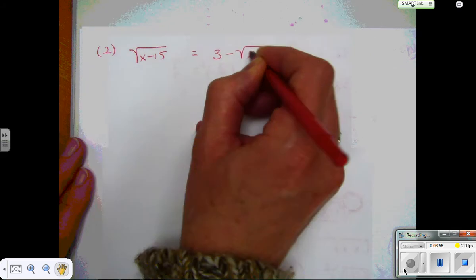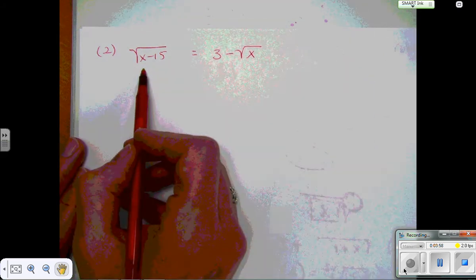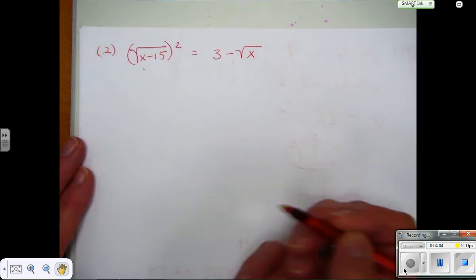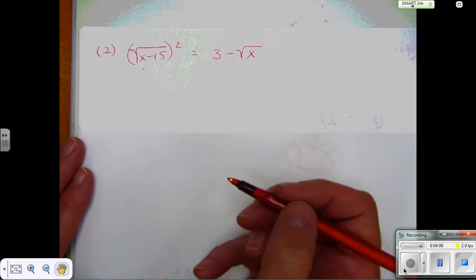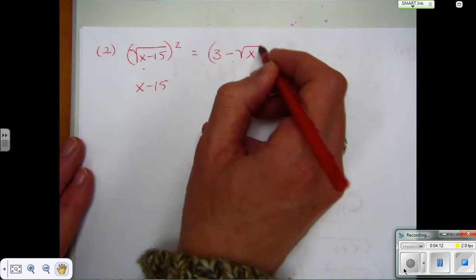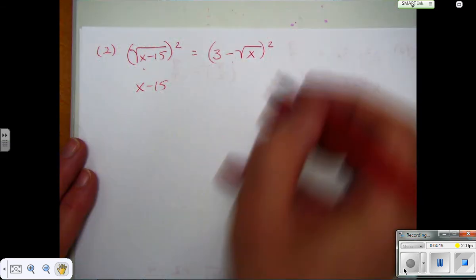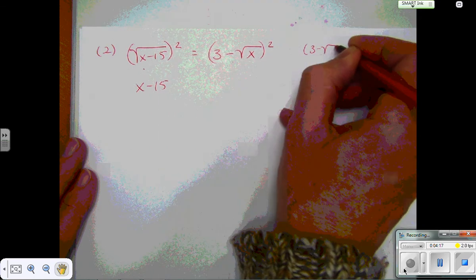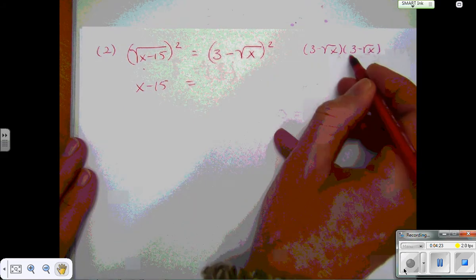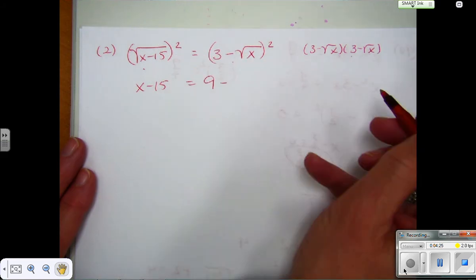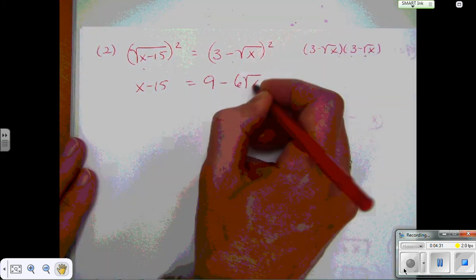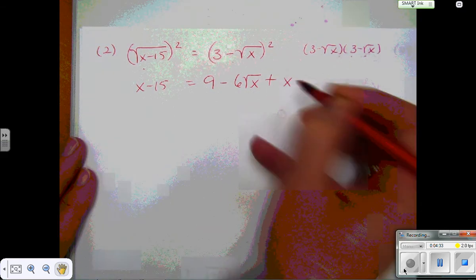On the left side, you have a monomial. On the right side, you have a binomial. So when you square the left side, the square root of x minus 15 is just going to be x minus 15. But when you square the right side, you have to FOIL. You'll have 3 minus radical x times 3 minus radical x. So we've got to multiply the first terms, multiply your middle terms. You'll have negative 3 radical x and negative 3 radical x, so negative 6 radical x, and then plus x. Okay, so you just have 1 radical now.